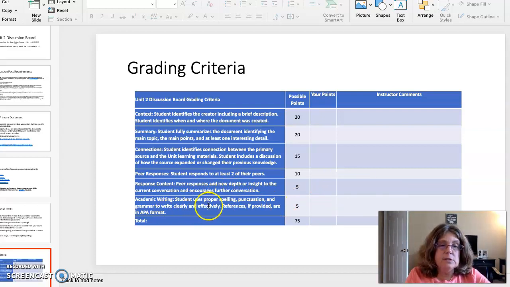Academic writing. Student uses proper spelling, punctuation, and grammar to write clearly and effectively. References, if provided, are in APA format. My comments, how many points out of 5?